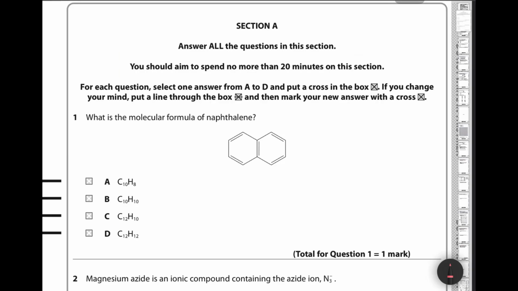So, let's see the first question. It's saying, what is the molecular formula for naphthalene? Let's count the number of carbon atoms: 1, 2, 3, 4, 5, 6, 7, 8, 9, 10. So, C10. Let's see the options.